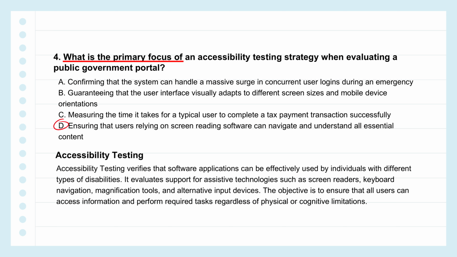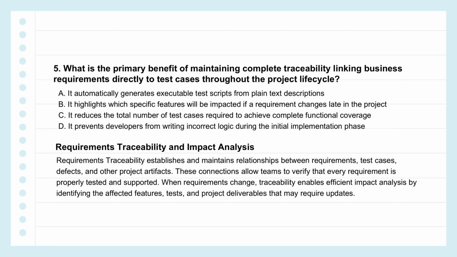Wow. Okay, so we have financial risk severity, logic paths, and accessibility standards all running simultaneously. How do we keep track? Question 5. What is the primary benefit of maintaining complete traceability linking business requirements directly to test cases throughout the project lifecycle? The correct answer is B. Traceability quickly identifies impacted features when requirements change.